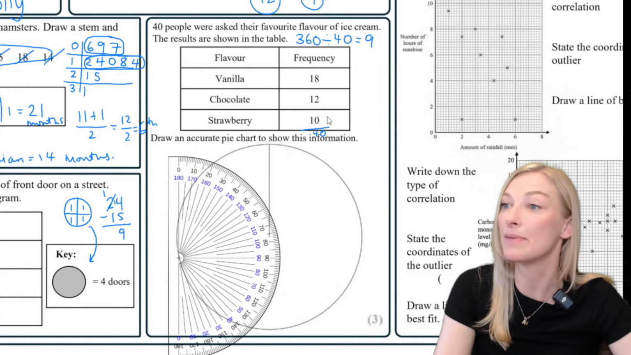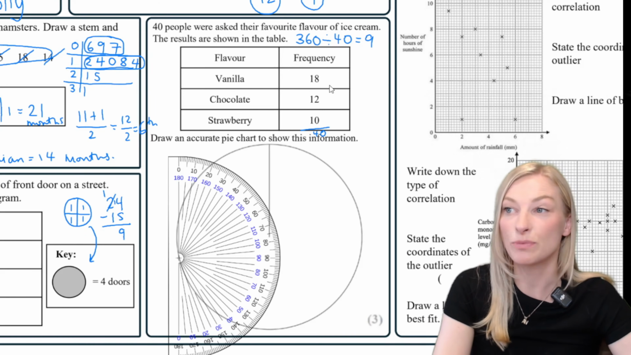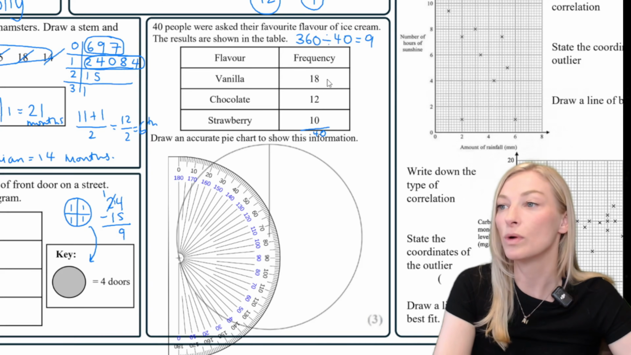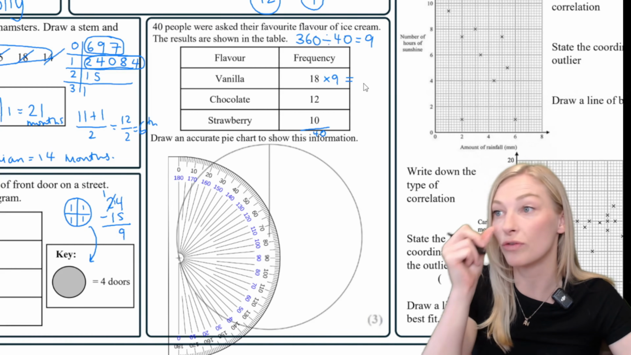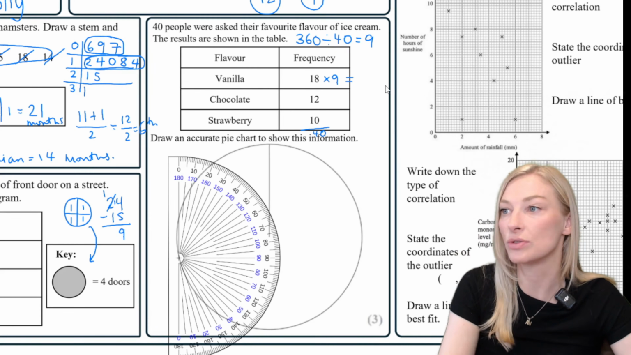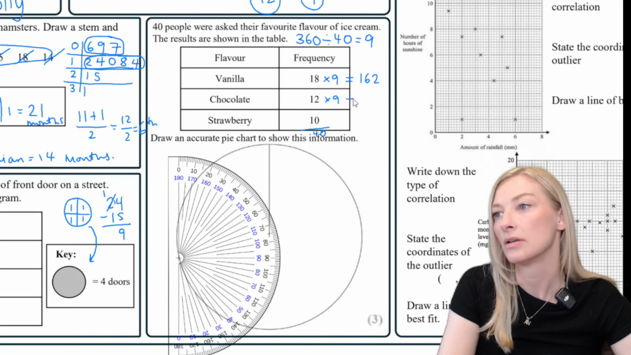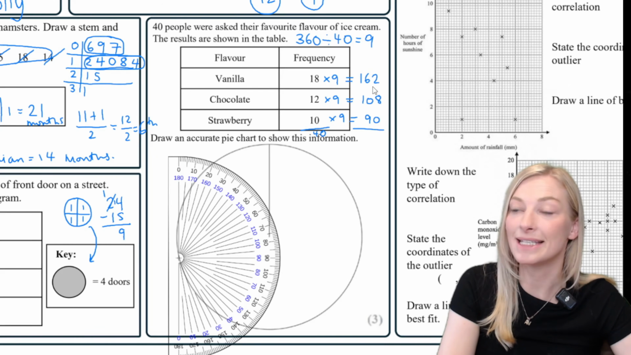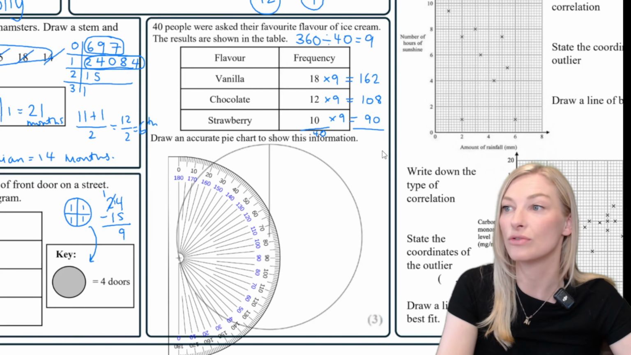We asked 40 people their favourite flavour of ice cream. Each person is worth 9 degrees. So if 18 people said vanilla, we'll do 18 times 9 to get how many degrees we should draw for that. And that is 90 add 72, so 162 there. 12 times 9 is 108, and 10 times 9 is 90. And these degrees, these angles here, should add up to 360.